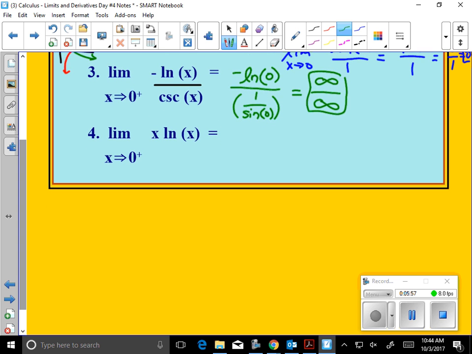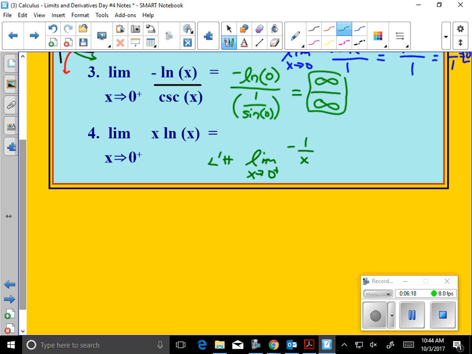Okay, what is the derivative of natural log of x? 1 over x. So I'm going to apply L'Hopital's rule. I'm going to have the limit as x approaches 0 from the right of 1 over x in the numerator. Don't forget it's negative. So I have negative 1 over x.